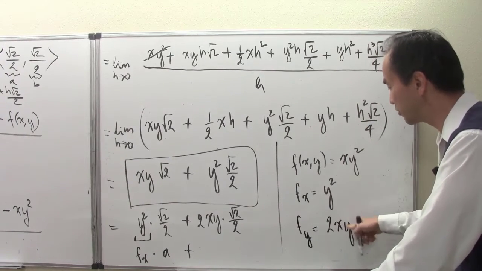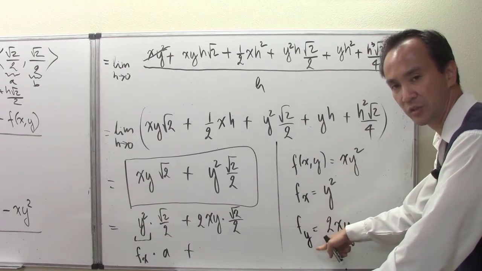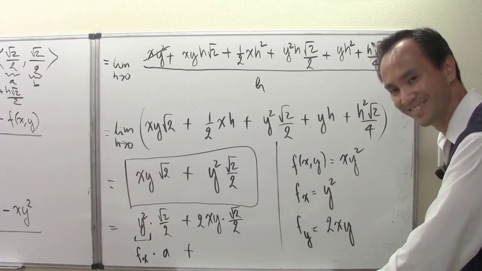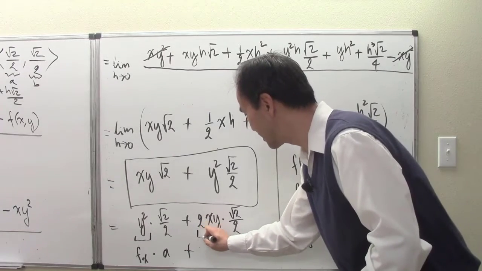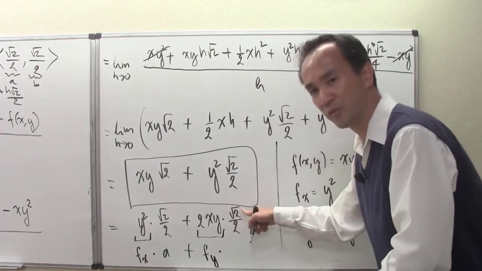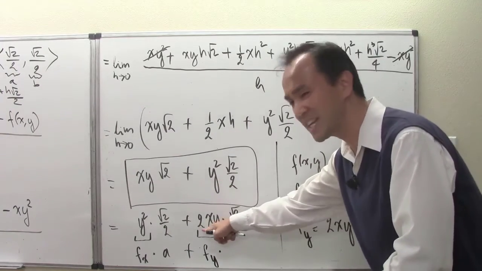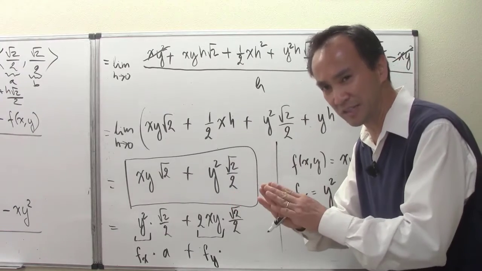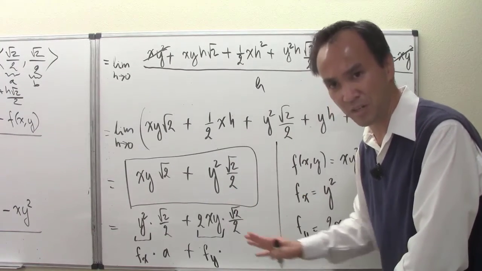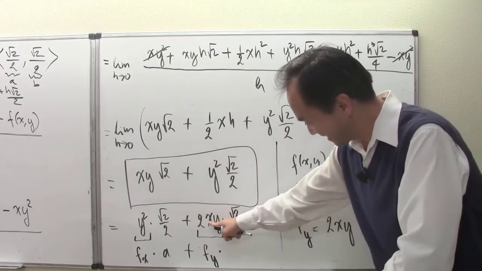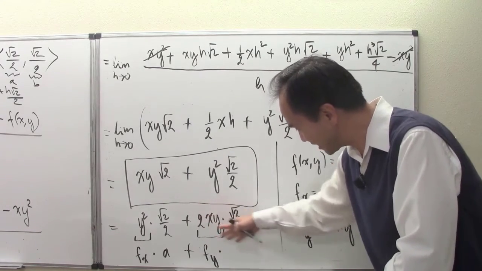2xy, the partial derivative of this function with respect to y along the y-axis. Okay, it is 2xy. 2xy is recognized right here. This is f_y times square root 2 over 2. And that's why I purposely did that earlier. Anyone watching the video had no clue why I did that, but now you see a reason. I did that purposely, because I'm teaching here.